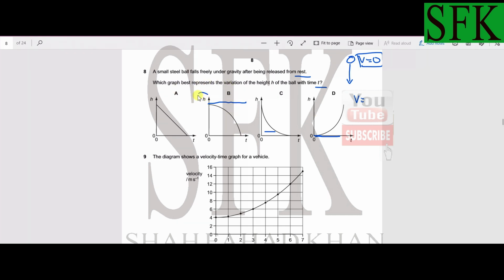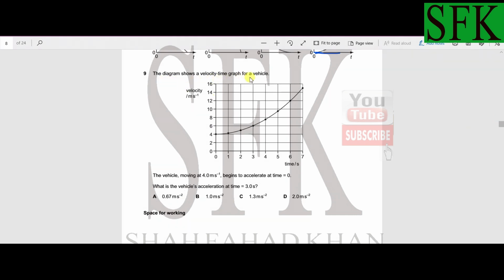But one thing to notice over here is that this axis actually represents the height of the ball above the ground. So as the ball approaches Earth's surface, this height of the ball will decrease. It will not increase, it will decrease. Since this height of the ball decreases, B should be the correct answer. Now let's move on to the next MCQ.